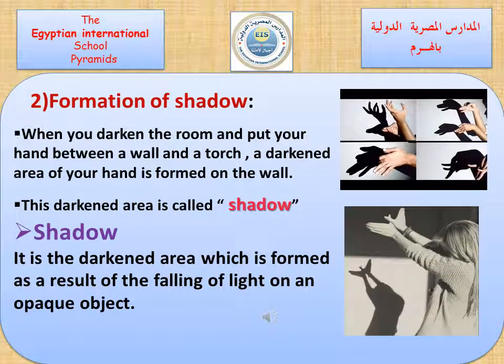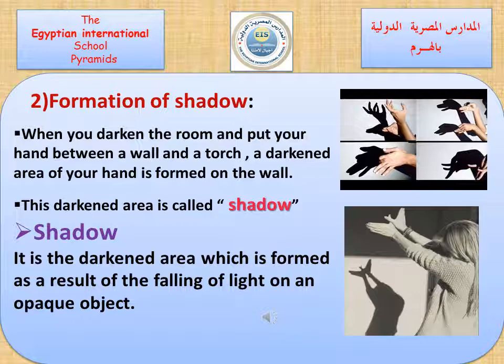Number 2, formation of shadow. When you darken the room and put your hand between a wall and a torch, what will you observe? You will observe that a darkened area of your hand is formed on the wall. Why is this darkened area formed? It's formed due to the traveling of the torchlight in straight lines to your hand. So a darkened area of your hand is formed on the wall.